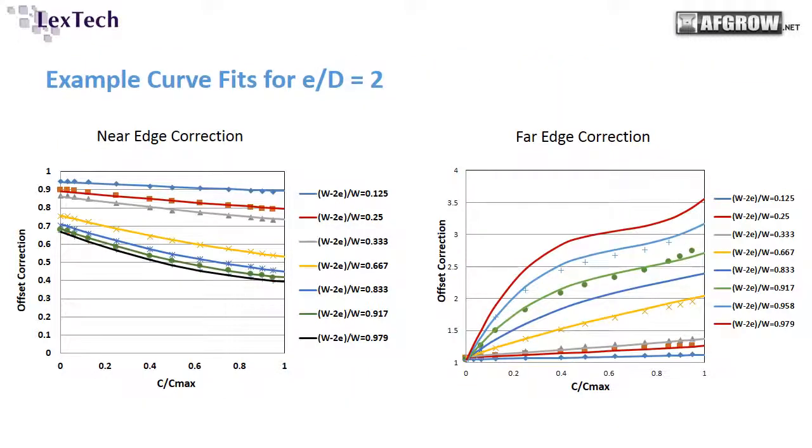So in the end, we looked at curve fits. Here's an example for E over D equal to, probably the most common. For the crack going towards the near edge, the points are the finite element solutions that we had, and the lines are the curve fits. For the far edge, you see we had less data. It was more difficult to run all the possible cases, but the curve fits were selected so that the functions were well behaved. They don't go off wildly after you exceed the limits of the finite element solutions.